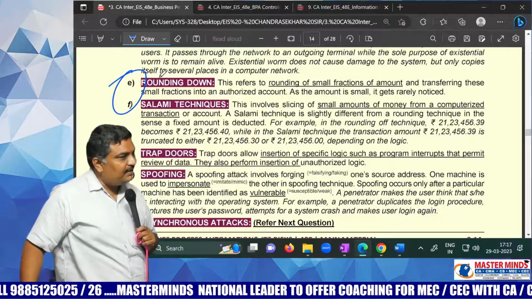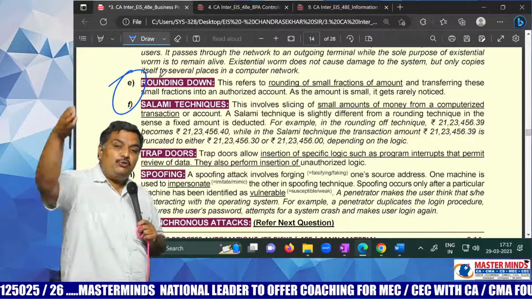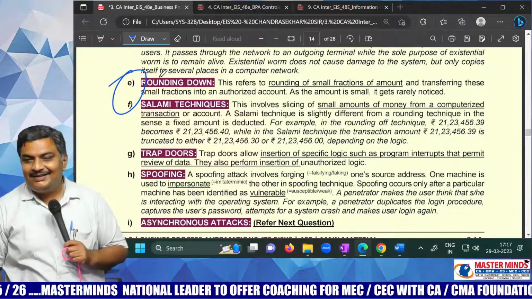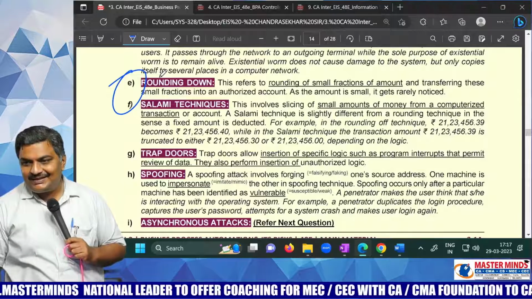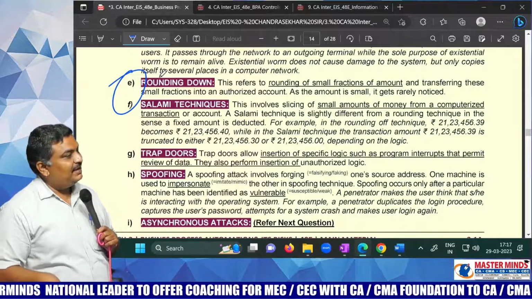Do you register a complaint? And first of all, you do not notice it. Am I right or not? You never notice it. So people do like this. That is called rounding down.